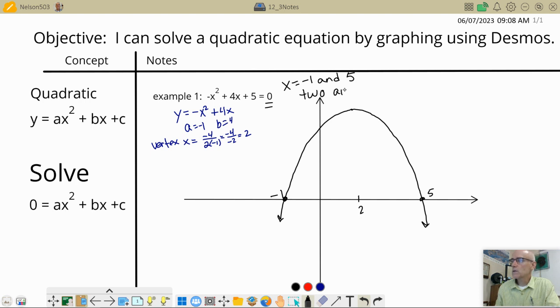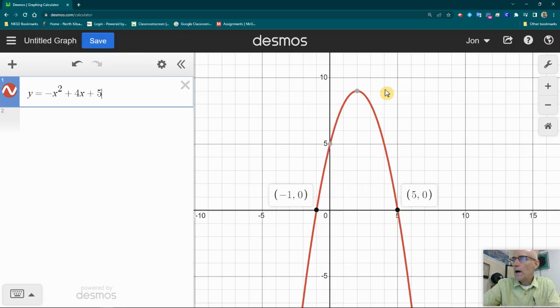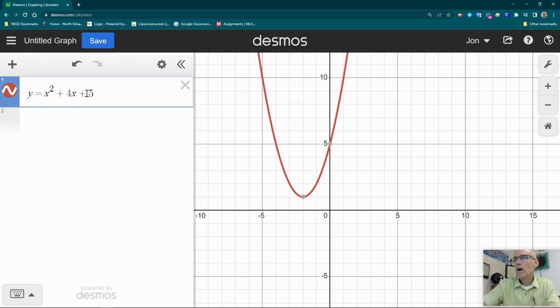Okay, so let's look at some different situations. What I mean by that is, are they all going to have two answers? So if I had a parabola that was going to go up, I'd get rid of the negative, right? If I want that parabola to go up instead of down, I delete the negative. Now let's say we want to know when that's equal to 0.